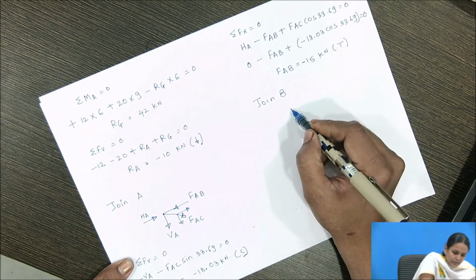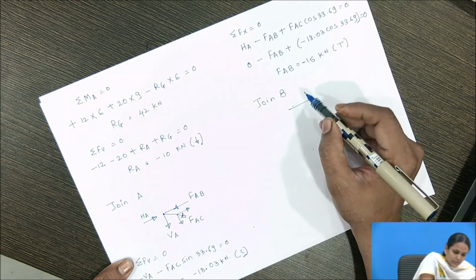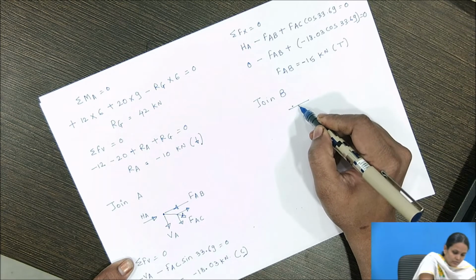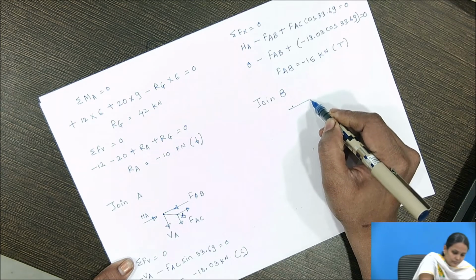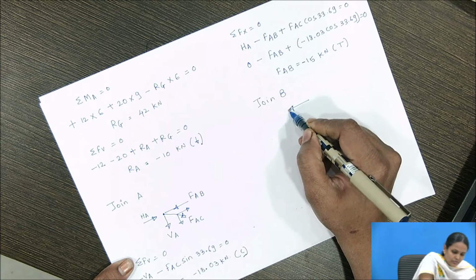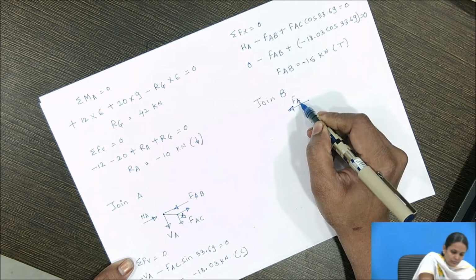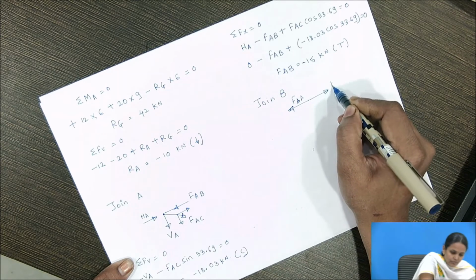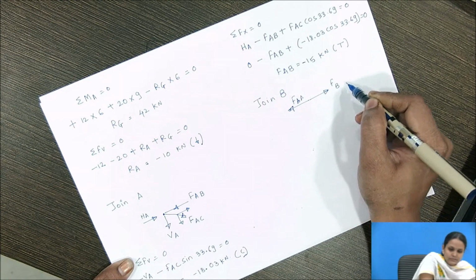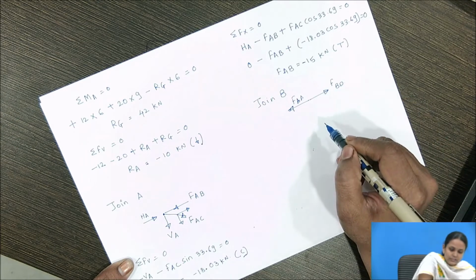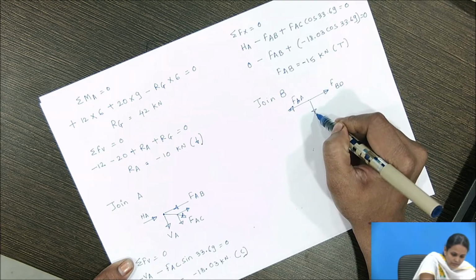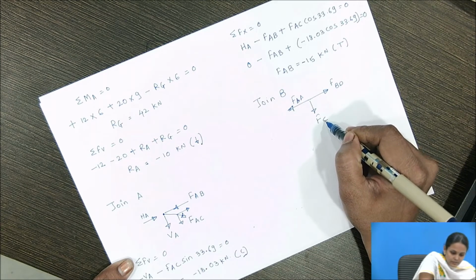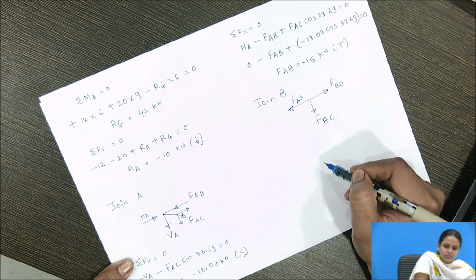Then next I will consider joint B. So the free body diagram of joint B is, what is the nature of force AB? It is tensile force. It is the joint B, so it is the force in BA. Then I will consider the nature of force in BD is also a tensile force. Then I will consider the nature of force in BC as a tensile force.